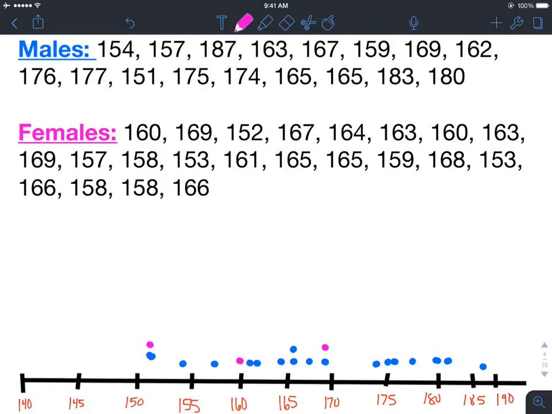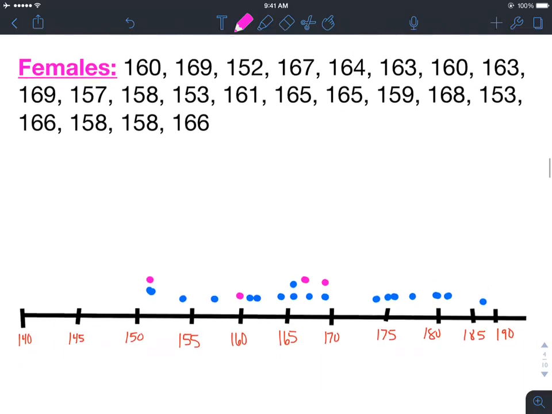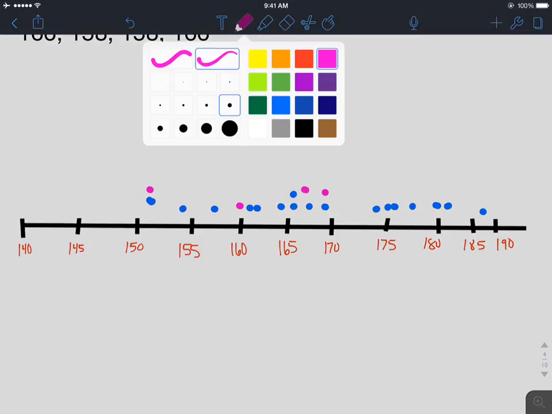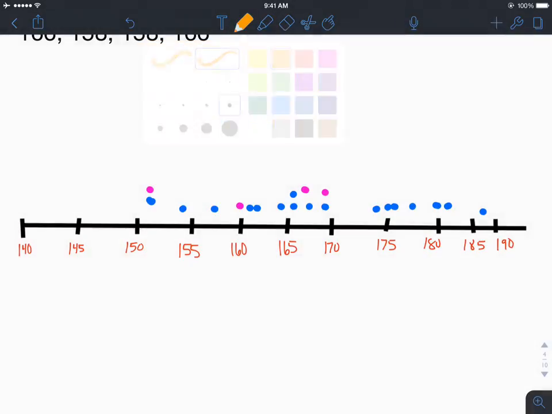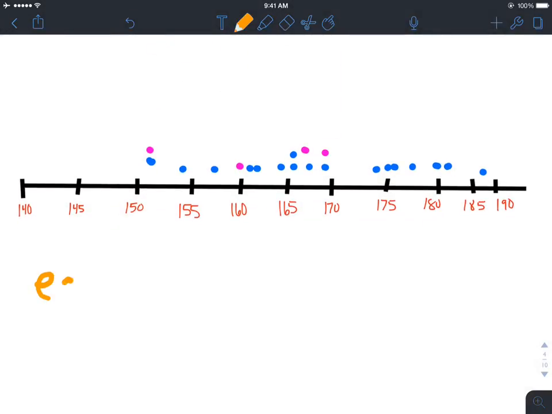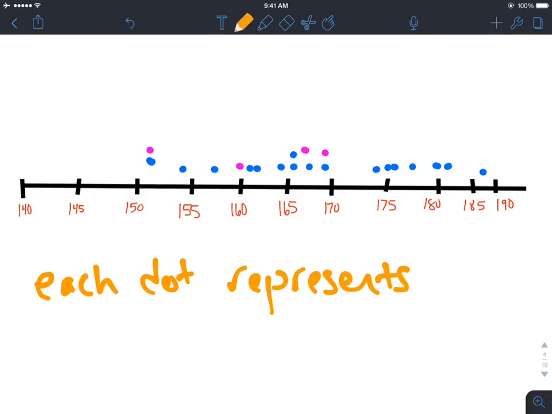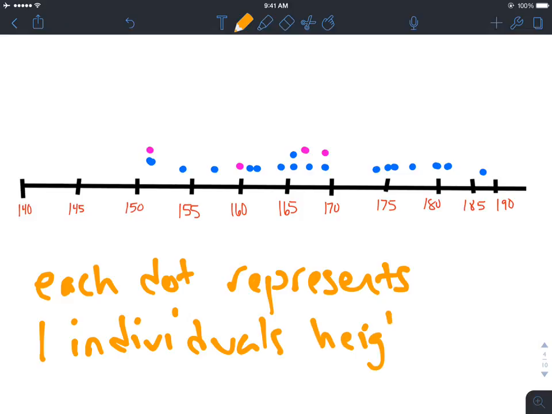And this is actually called a dot plot. We've seen this before. It's important to remember what each dot represents. Each dot represents one individual's height from the sample.